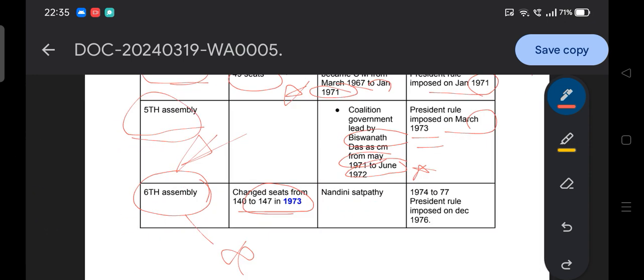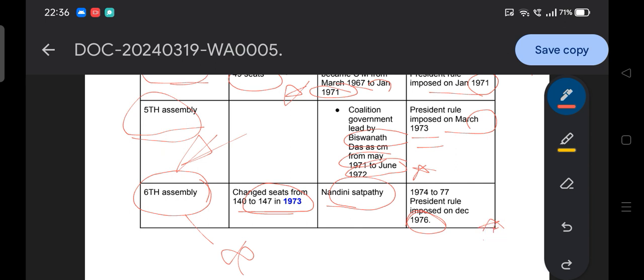Okay, so in the sixth legislative assembly the seats changed from 140 to 147. They asked the question for 1973. They can now ask: the seats of the legislative assembly increased from 140 to what? They will write different options. So you have to remember it's 140 to 147, in '73. Under which legislative assembly? It's the sixth legislative assembly. Or they can ask under which chief minister? It's Nandini Satpathy. Okay, three questions here. Also they can ask that in the sixth legislative assembly President's rule was imposed in 1976. Here you will get three to four related questions.